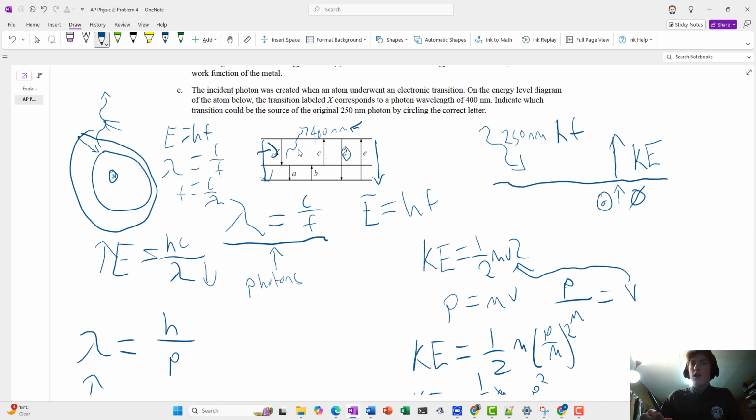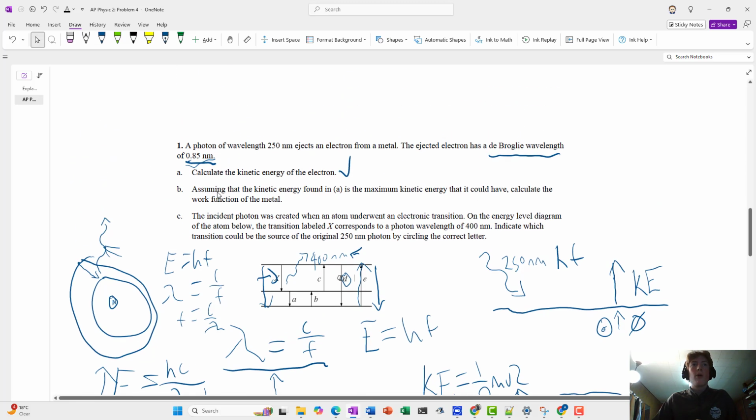The reason we don't want E is because it's going the other way. It's going this way, and that means there would be a photon that the electron would need to absorb to get that energy increase. And so that is the answer to all three parts of this problem.